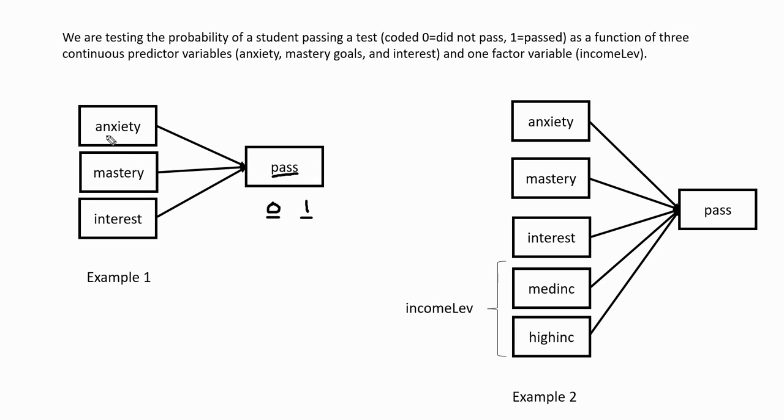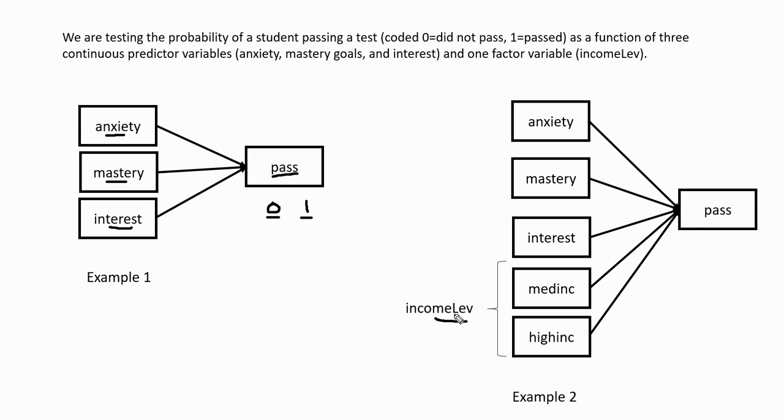So for example 1, we have 3 continuous predictor variables: anxiety, mastery goals, and interest. And for example 2, we're going to maintain anxiety, mastery goals, and interest as predictors, but we're also going to be adding in a factor variable. You'll see right here that we have income level as a factor variable. That variable is coded as 1 for low income, 2 for medium income, and 3 for high income. So you can see that that is an ordered categorical variable.